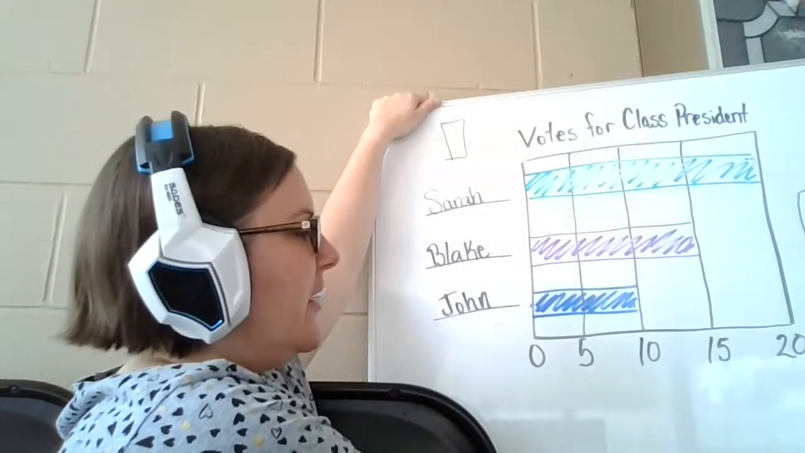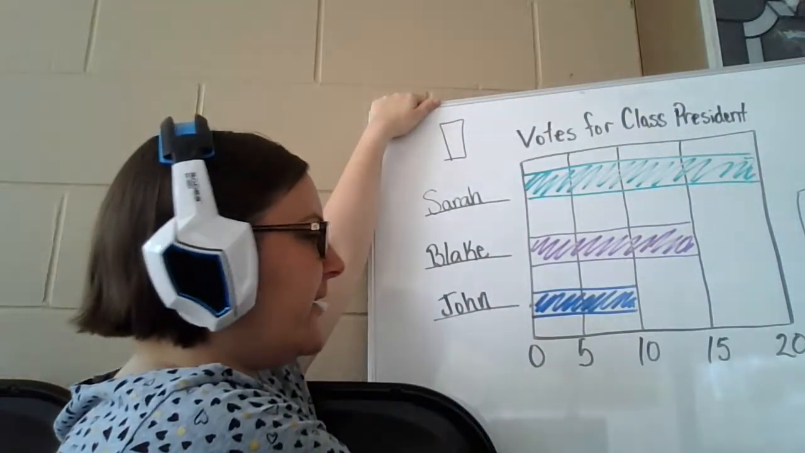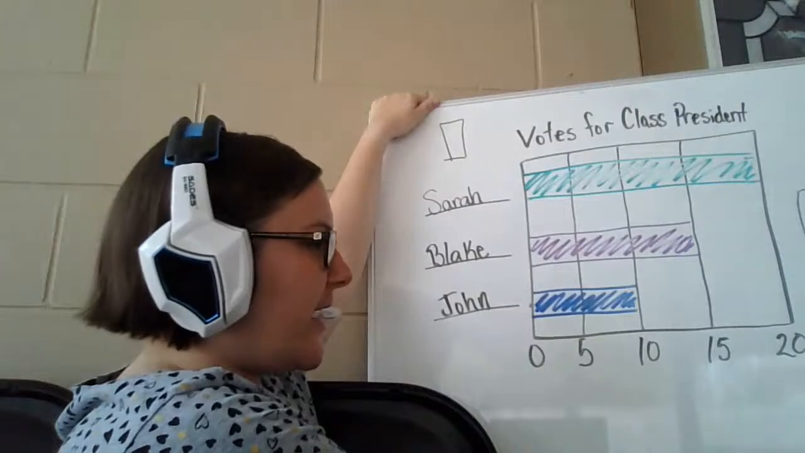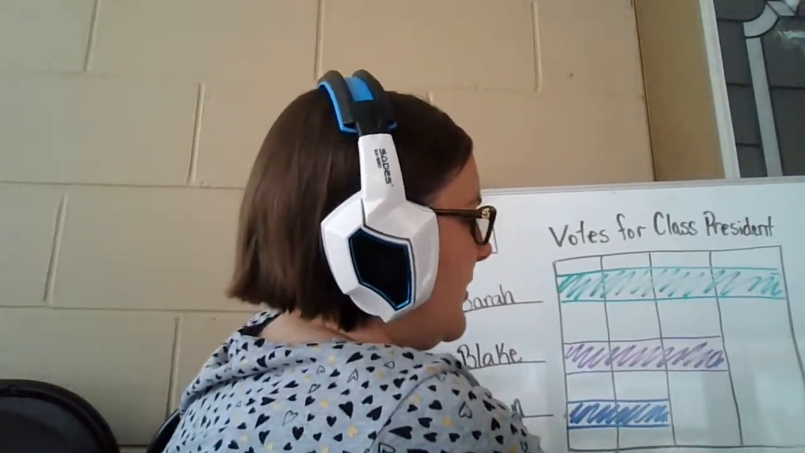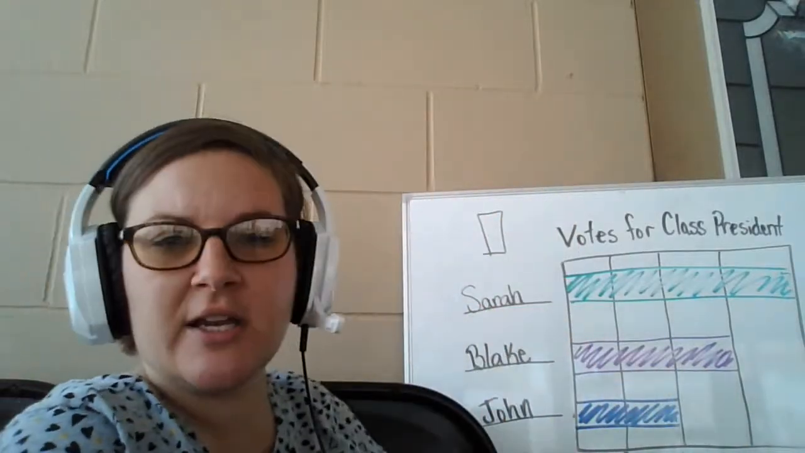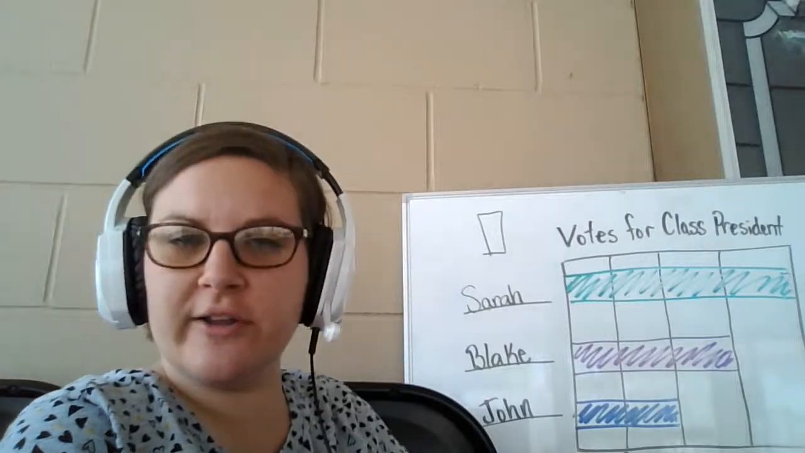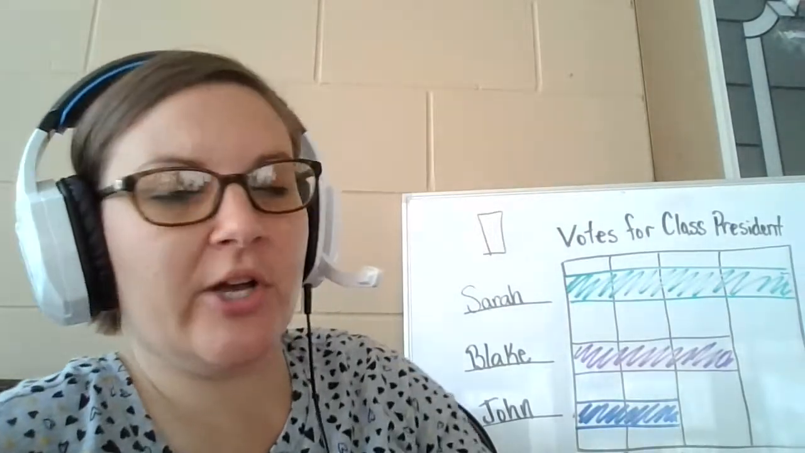Good. 5. Because Blake got 15, John got 10. 15 minus 10 is 5. So, bar graphs are nice because you could just look at them. They're colorful. They're easy to read, as long as you have all the information there. Okay? All right. Now we're going to go in our book.